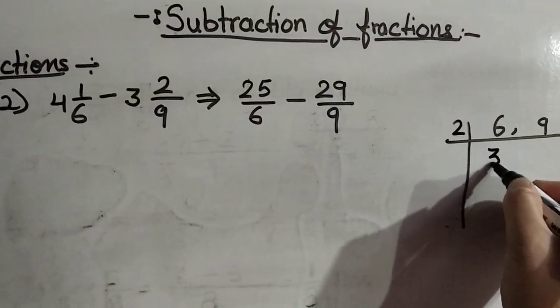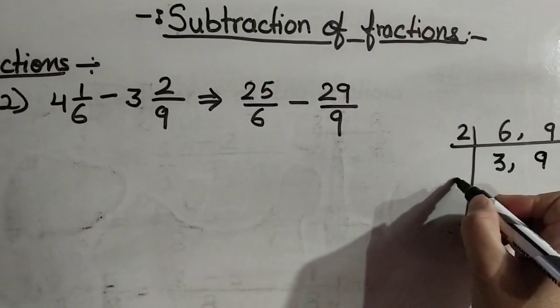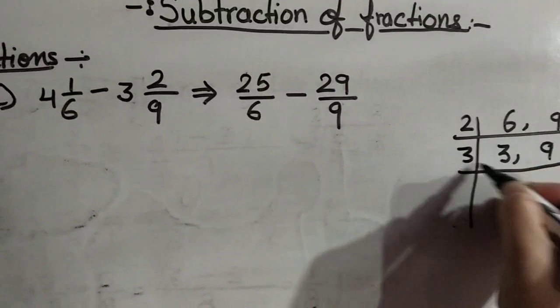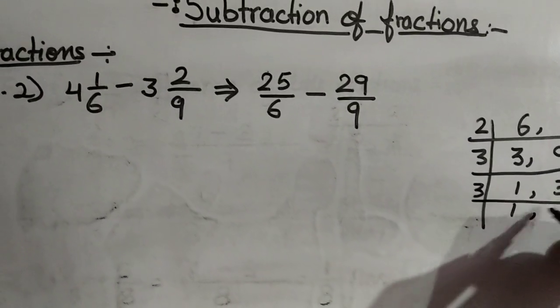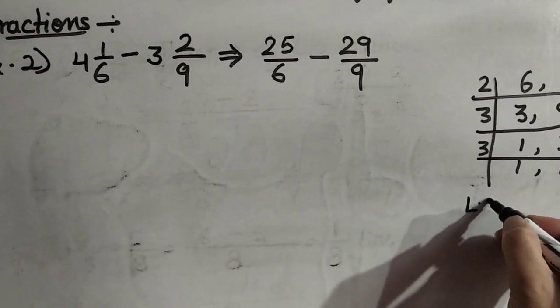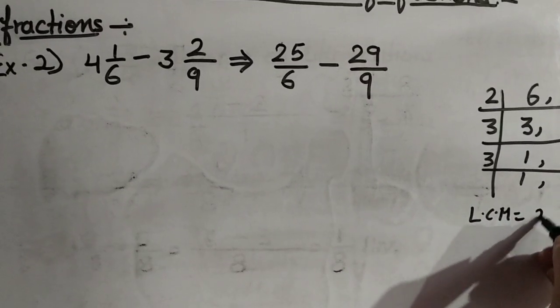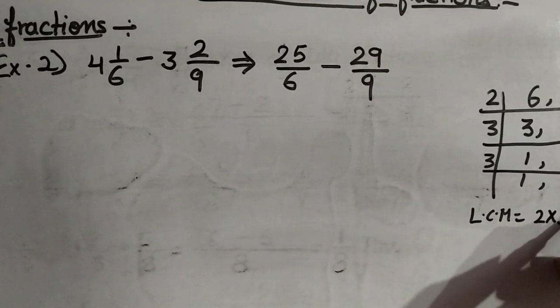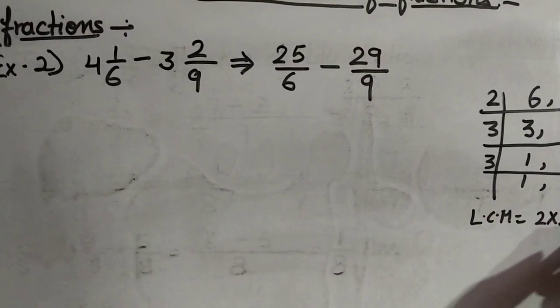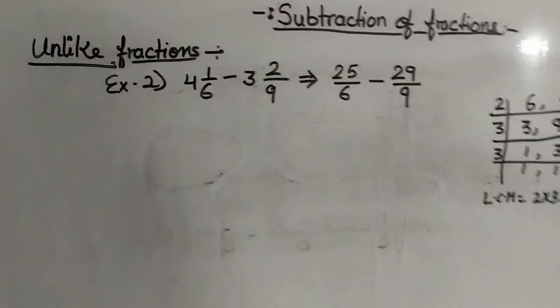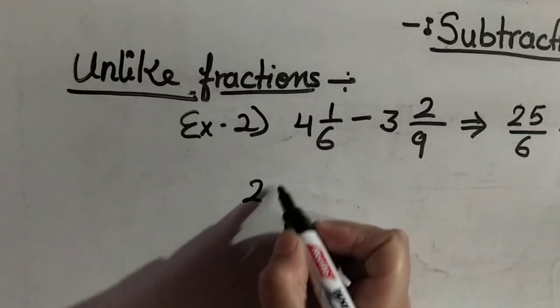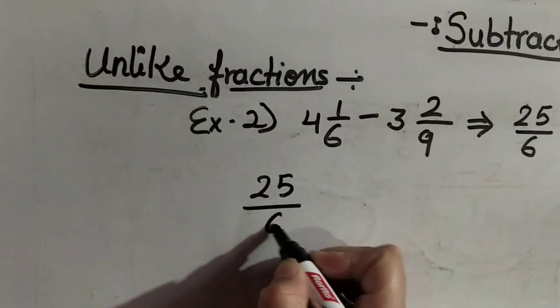Now we'll find out the LCM of 6 and 9. 2 3s are 6, 9 you can't divide. Now 3 1s are 3, 3 3s are 9. So LCM is 2 3s are 6, 6 3s are 18. What is our LCM? 18. The same thing we'll do.